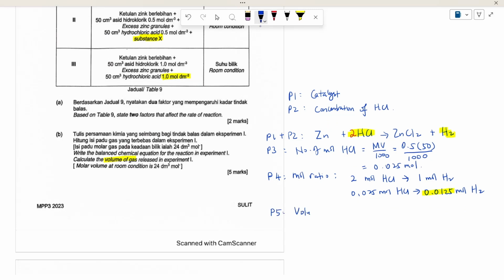So we can get the point number 5, that is finding the volume. So volume of hydrogen gas, we have the mole 0.0125, molar volume, so molar volume given at room condition is 24. So you will get 0.3 cubic decimeter.